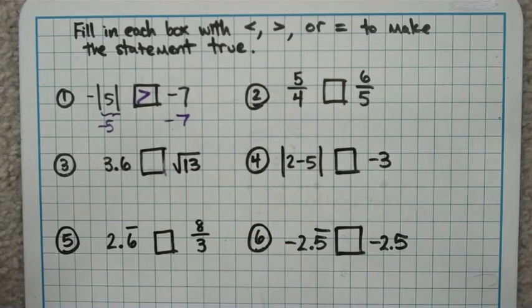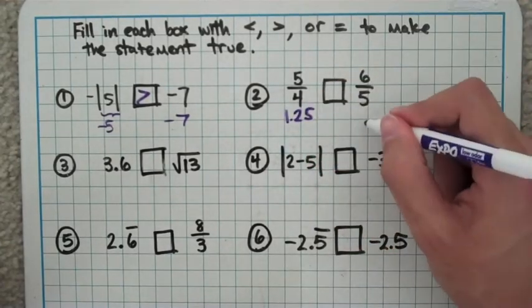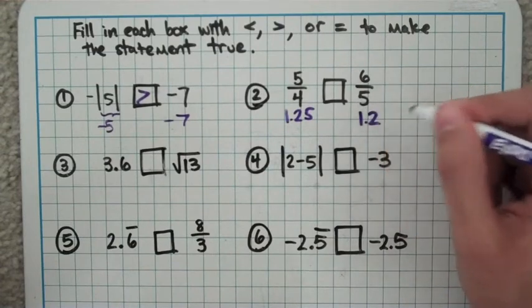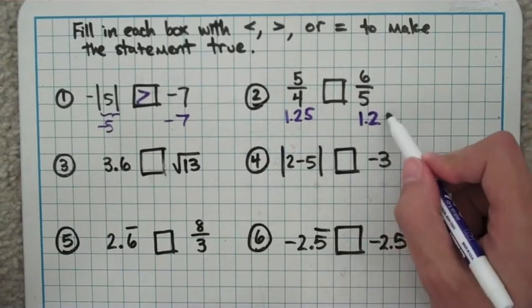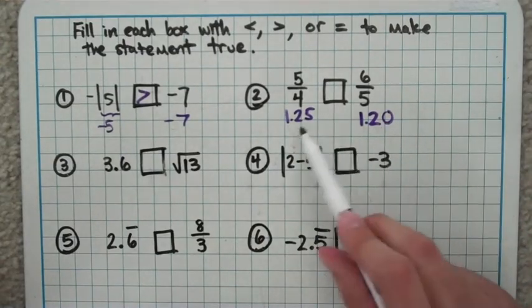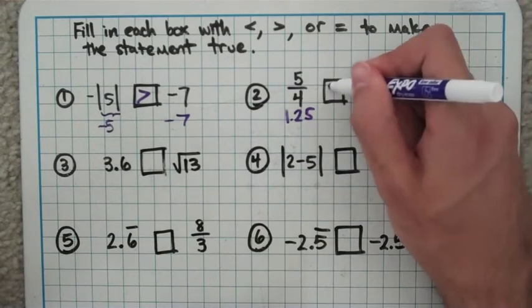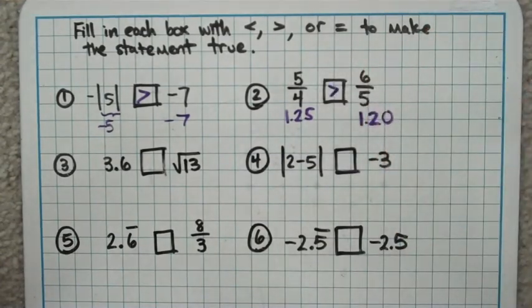When you see a problem like number 2, I would definitely advise you to turn these two numbers into decimals. 5/4 is 1.25. 6/5 is going to be 1.2, or since the decimal stops, that's really 1.20. There's no more numbers after that. That makes it easier to see the bigger number. That's like $1.25 versus $1.20. That number is going to be greater.